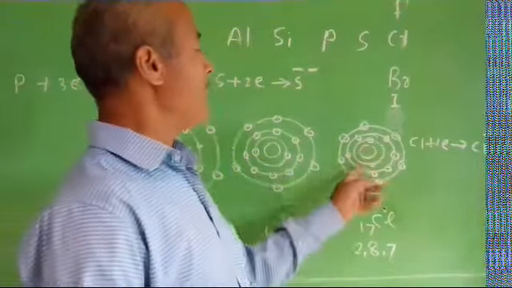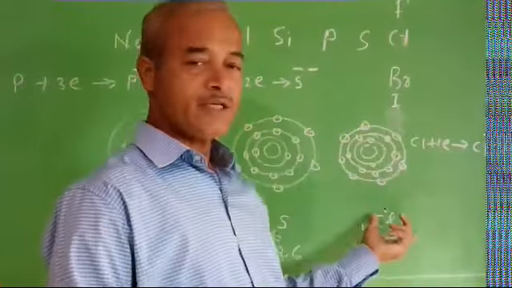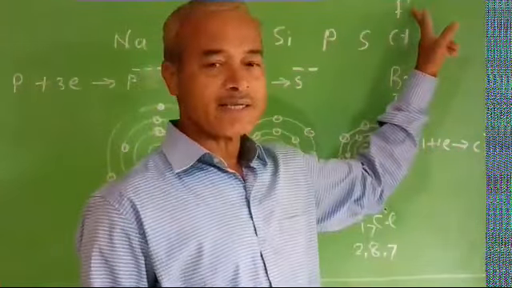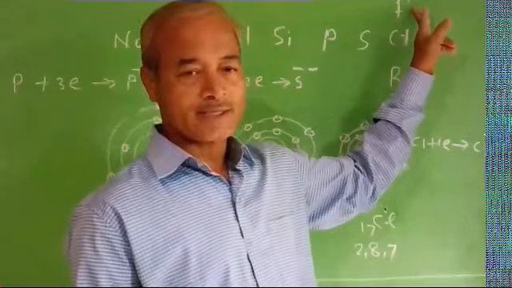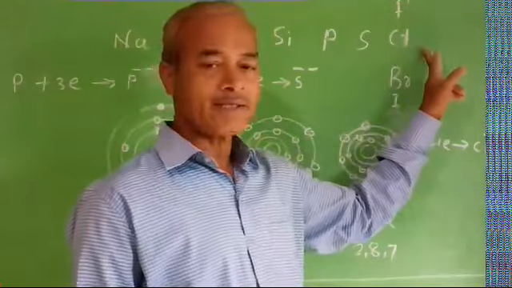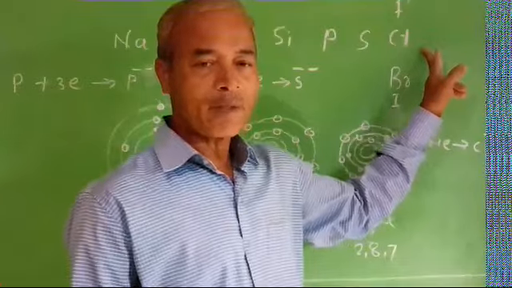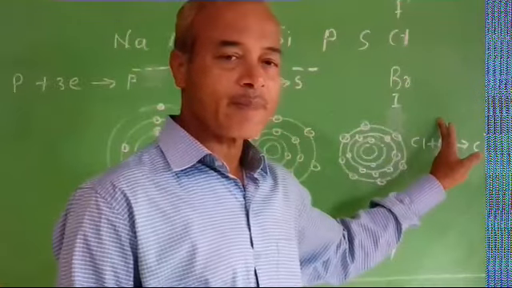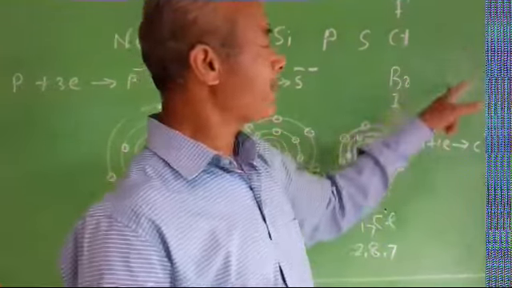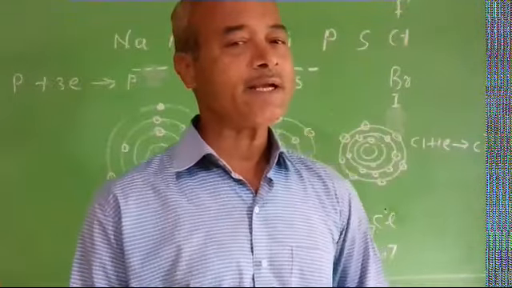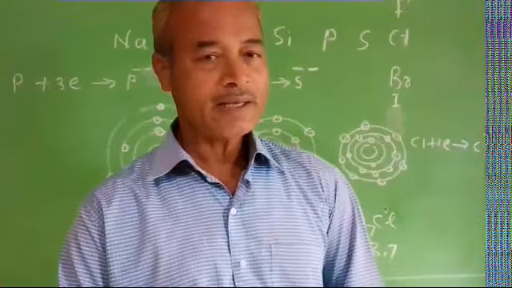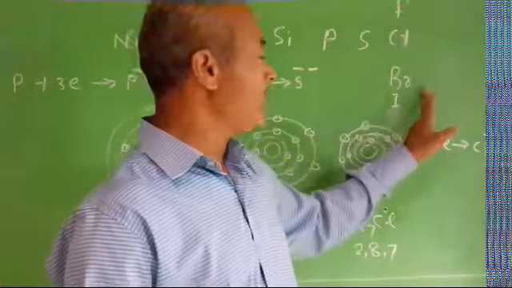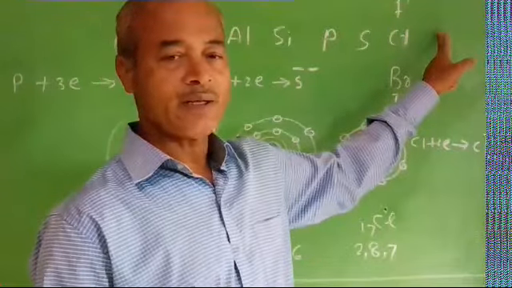Now, how does non-metallic character change in the group? Fluorine is the smallest atom, has only 2 shells. Chlorine has 3 shells. It is bigger than fluorine. Bromine is still bigger. Iodine is the biggest atom. So, among them, fluorine accepts electrons most easily. Chlorine cannot accept electrons as easily as fluorine. Bromine cannot accept electrons as easily as fluorine, and so on.